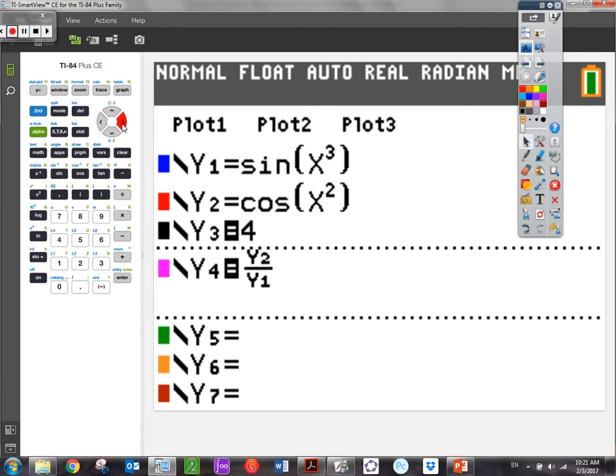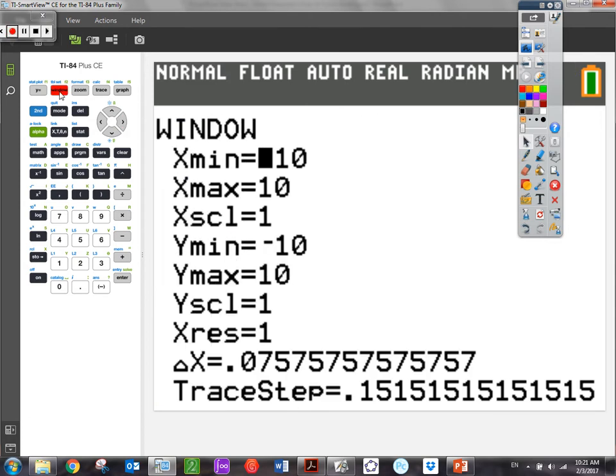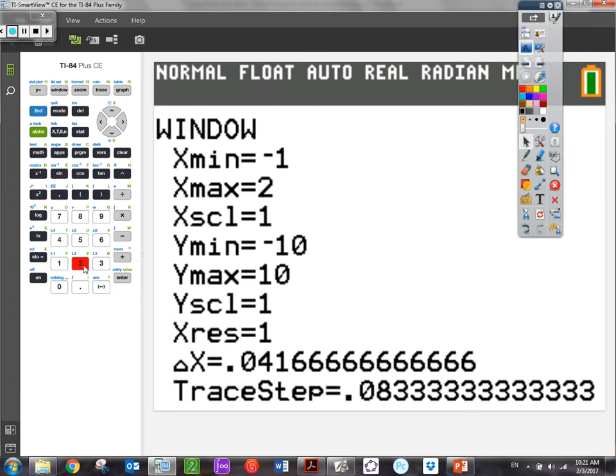Now, it would probably be to our advantage to mess with the window before we jump in and graph, because who knows what this graph is going to look like. I really only care about between 0 and 1. So I'm just going to go to my window and change my x min to 0 and my max to, and if you feel a little uncomfortable about that, why don't we do -1? So -1, and then we'll do 2. We only care about between 0 and 1, but let's just give it a little bit more space. And so let's graph and see what happens.